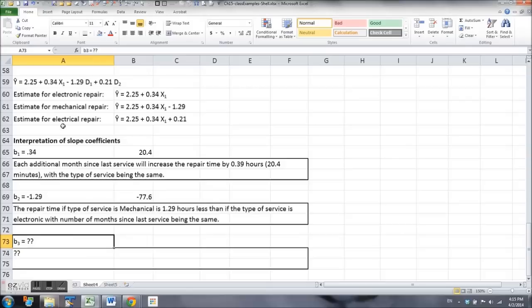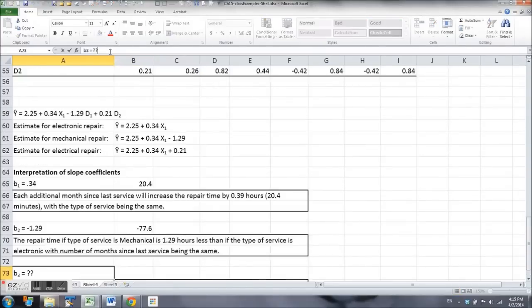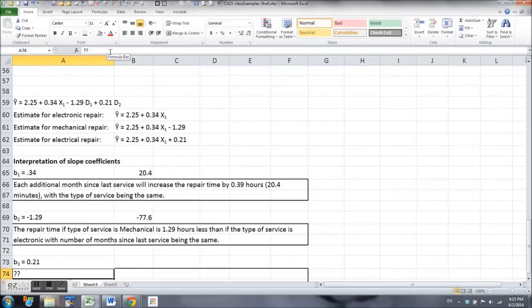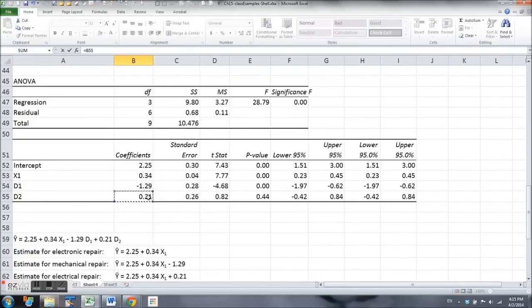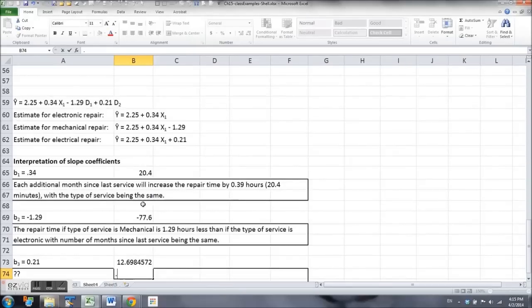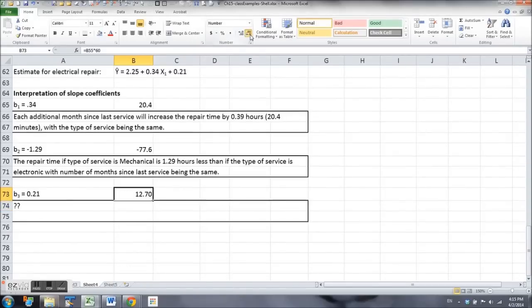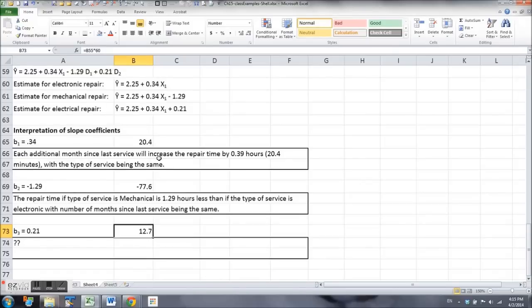Now B sub 3 is electrical. Again, B sub 3 is 0.21 hours, and you want to convert that to minutes, 0.21 times 60. B sub 3 is the coefficient for dummy variable 2, which is for electrical. Once again, we have to compare electrical with the base case, which is electronic. So compared to electronic, electrical service will take 12.7 minutes or 0.21 hours more for the same number of months since last service.